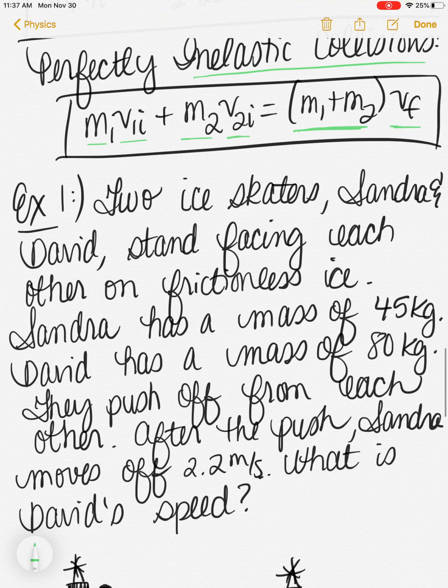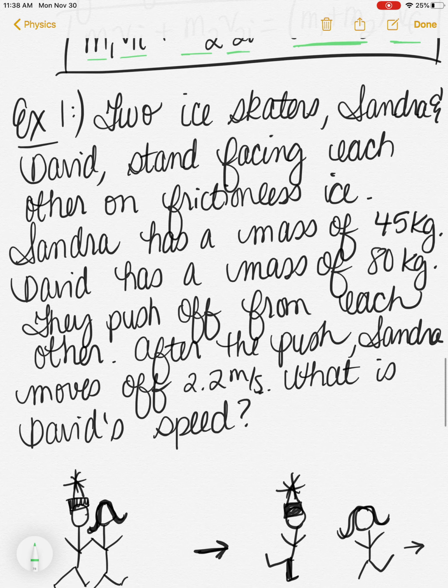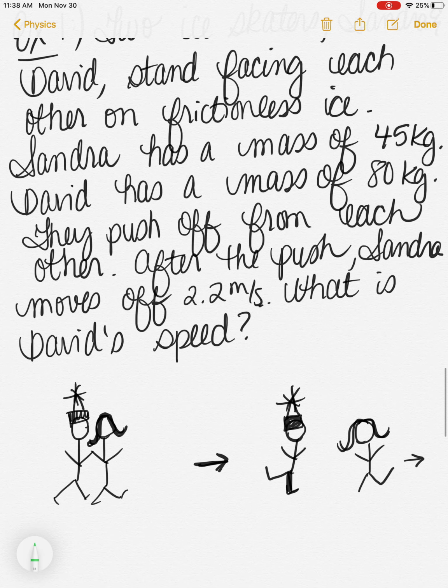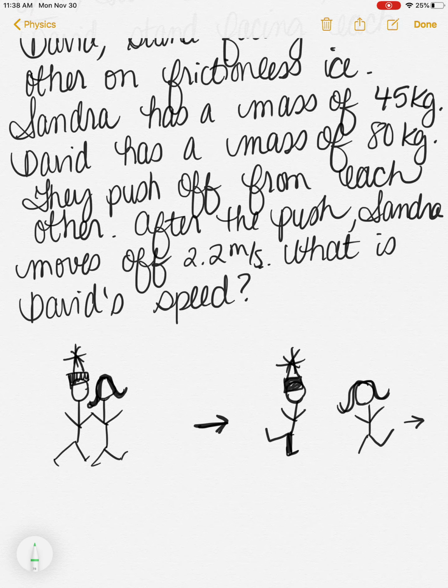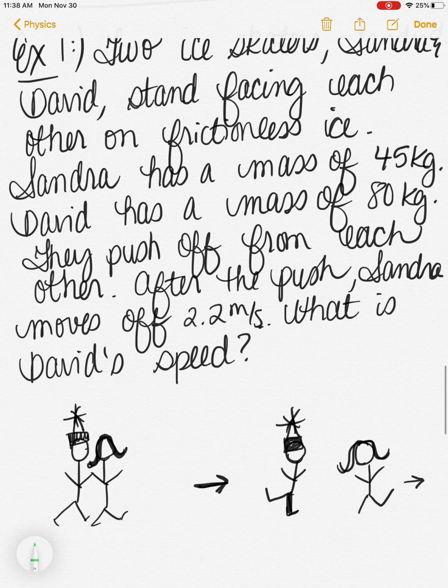Our first sample problem says, two ice skaters, Sandra and David, stand facing each other on frictionless ice. Sandra has a mass of 45 kilograms and David has a mass of 80 kilograms. They push off from each other. After the push, Sandra moves off at 2.2 meters per second. What is David's speed?